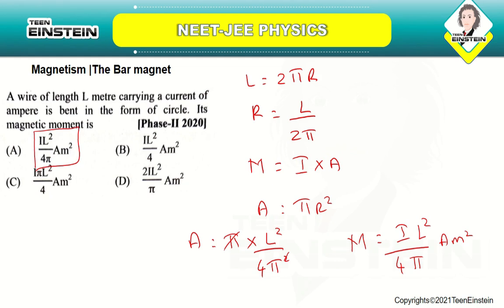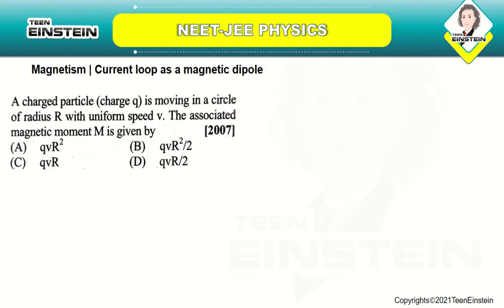Okay, so that is the magnetic moment of a wire of length L which is being bent in the form of a circle. Okay, let us now see the next question. A charged particle, charge Q, is moving in a circle of radius r with uniform speed v. The associated magnetic moment M is given by?